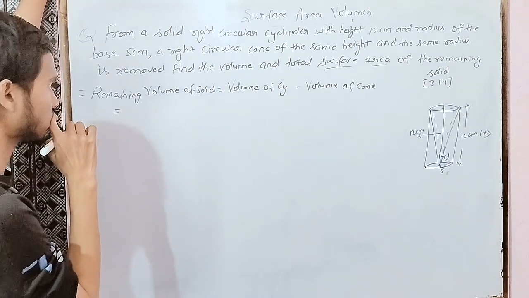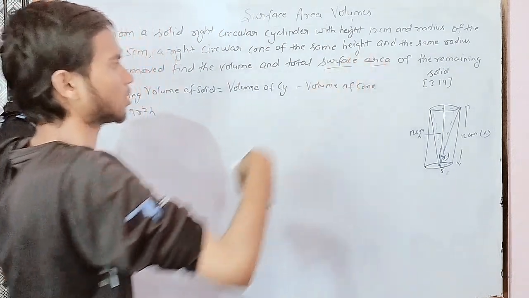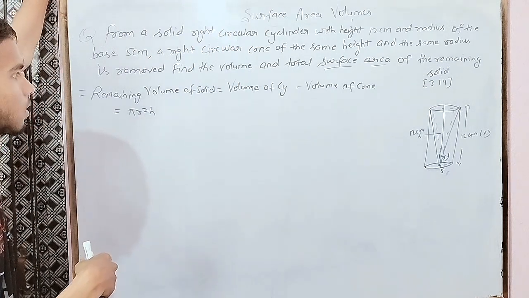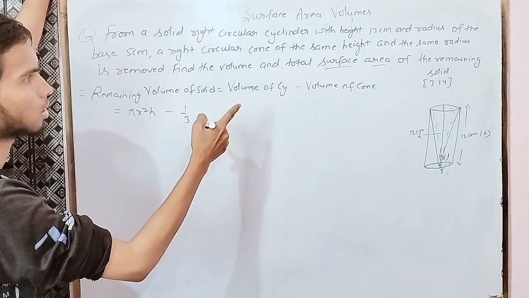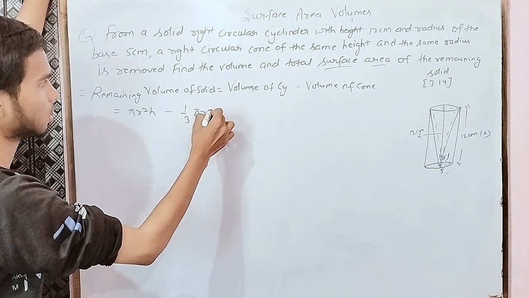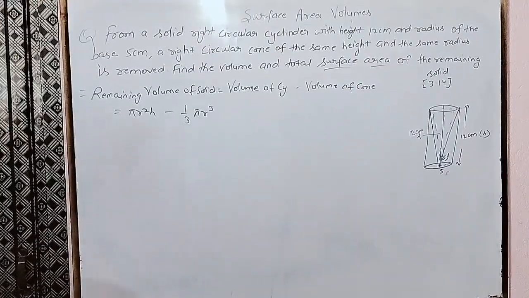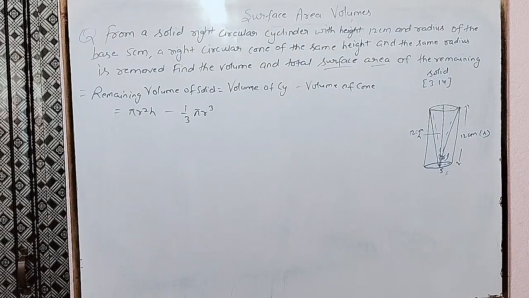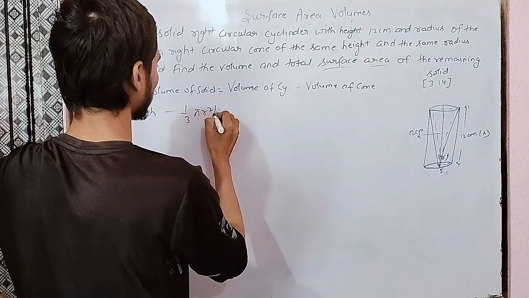So the volume of the cylinder would be pi r square h. I am not saying surface area. Pi r square h minus 1 by 3 of the cone. Is the formula correct? Pi r square h minus 1 by 3 pi r square h.